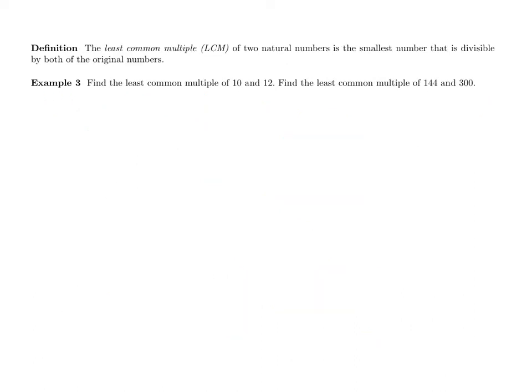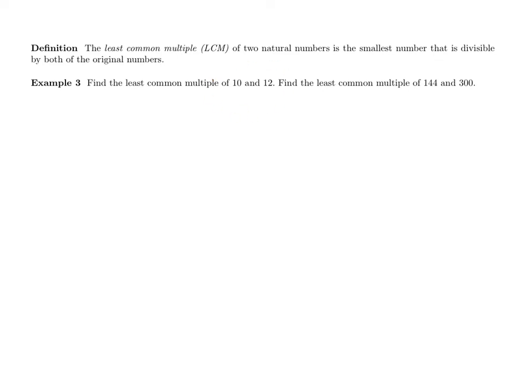In example 3, I'd like to find the least common multiple of 10 and 12. So first, a definition. The least common multiple, or LCM, of two natural numbers is the smallest number that is divisible by both of the original numbers. Again, a very wordy definition with a similar feel to that for greatest common divisor. Let's bring some meaning to it by looking at 10 and 12.